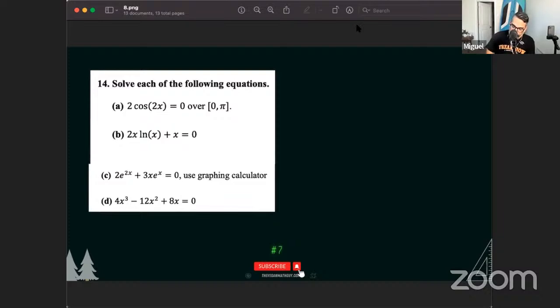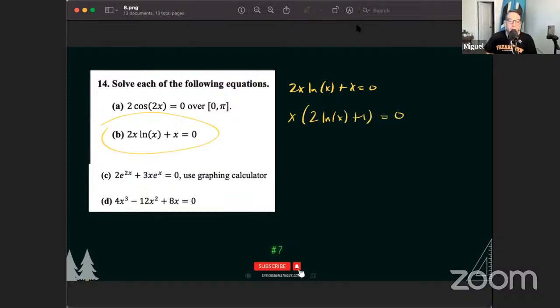2x natural log of x plus x is equal to 0. Well, this is already equal to 0. So I would always just suggest, let's go ahead and check. Let's graph or factor something out. It looks like we have an x in common. So we have x times 2 natural log of x plus 1 is equal to 0. And now we have two things being multiplied together that make it equal to 0. So just set both of them equal to 0.